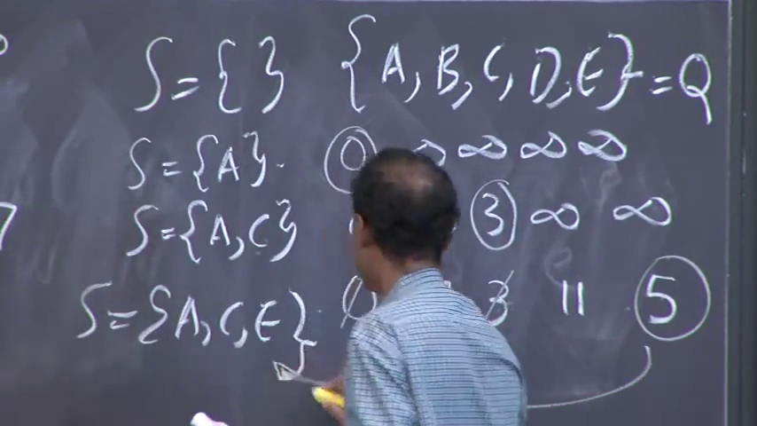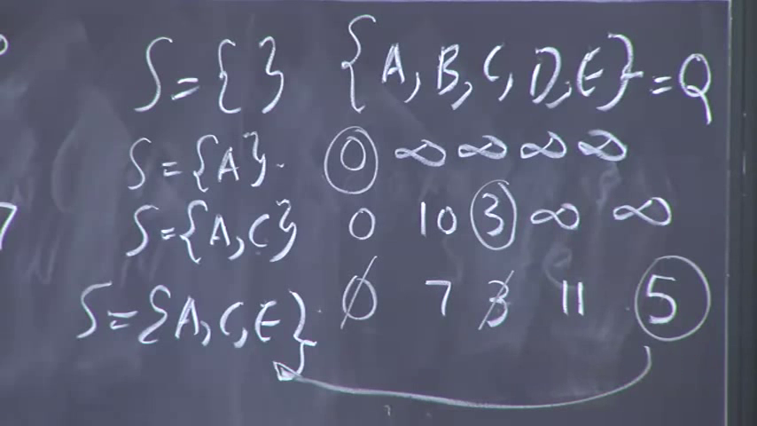The 5 gets stuck in there, and so on and so forth. All right? So that's Dijkstra. And now let's talk complexity.